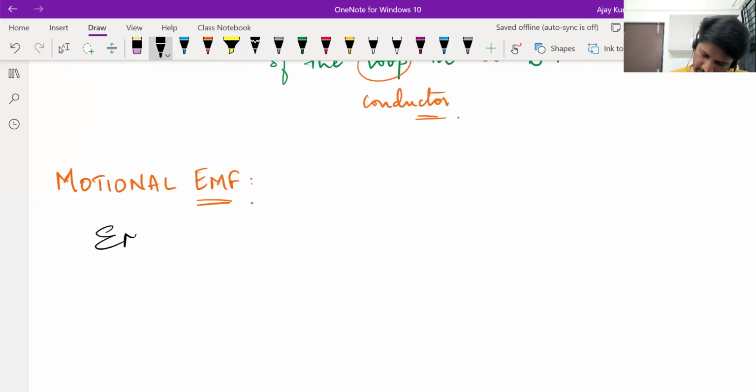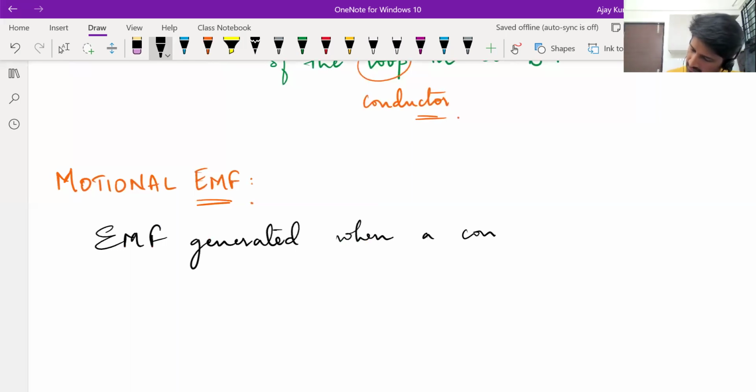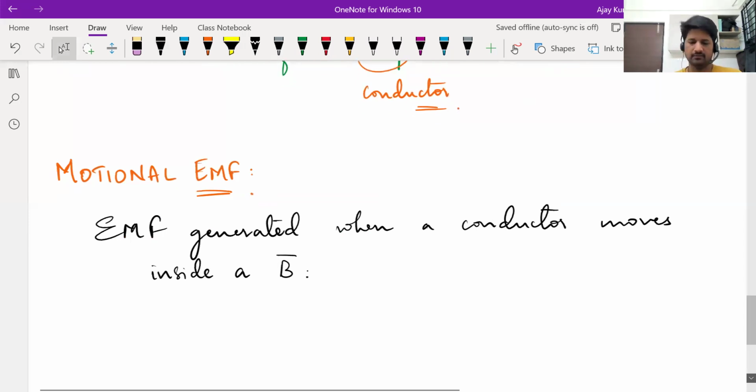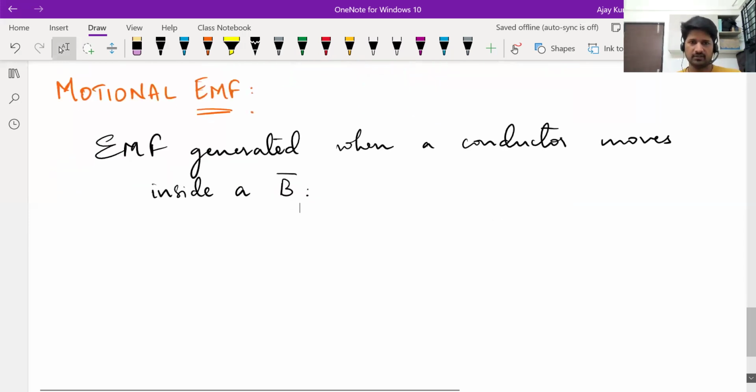Basically, EMF generated when a conductor moves inside a magnetic field. Let's see why this has to be generated and how much EMF will be generated when a conductor moves inside a magnetic field.